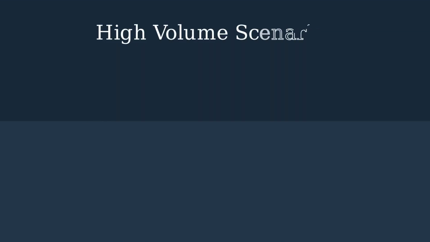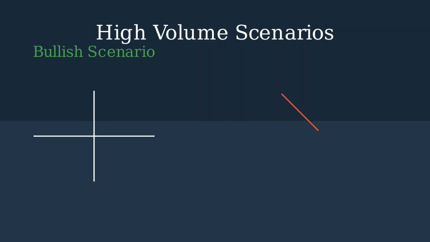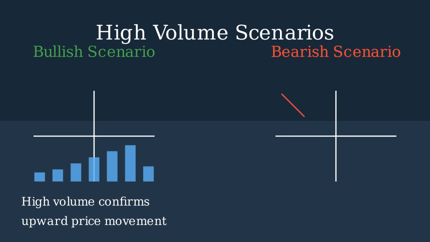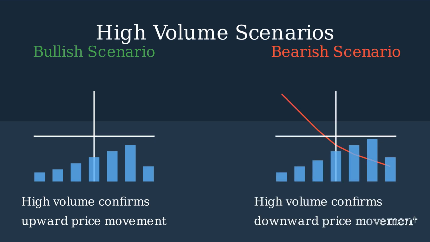High volume during price increases suggests strong buying interest. Notice how increasing volume confirms the uptrend, showing conviction behind the price movement. High volume during price decreases indicates strong selling pressure. The heavy volume shows that many market participants are selling, validating the downtrend.